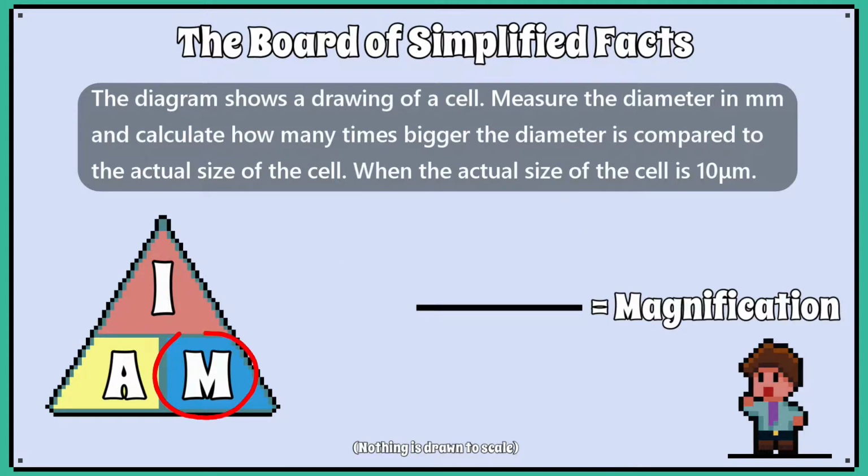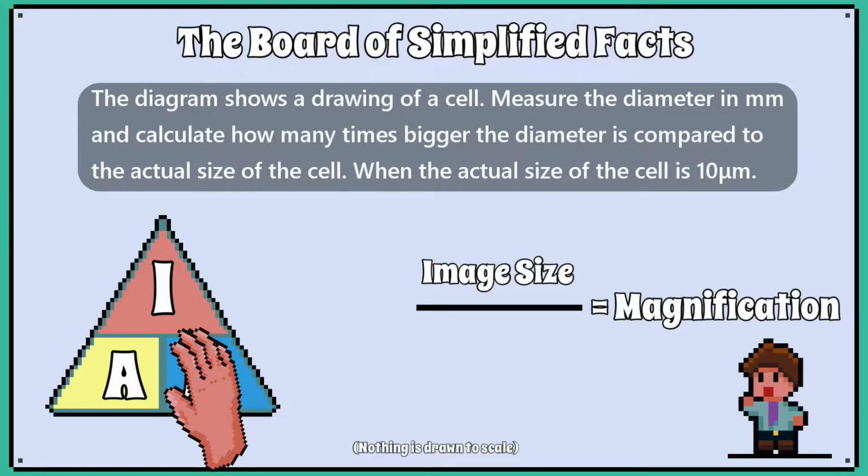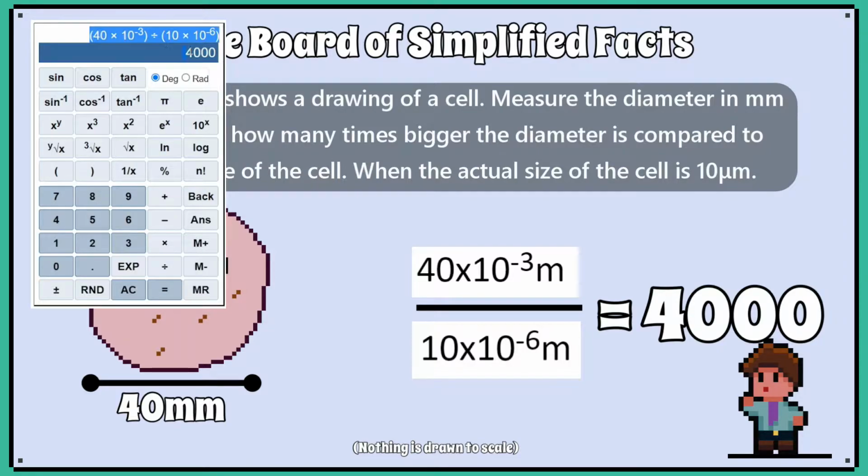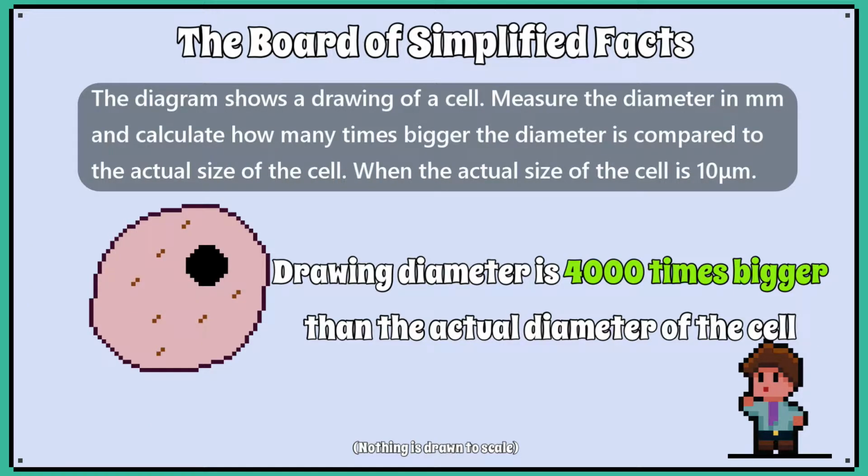So we want to find out M. So we cover the M, and we have I on the numerator, on the top, and A as the denominator at the bottom. So image size divided by actual size. So 40 times 10 to the negative 3 meters divided by 10 times 10 to the negative 6 meters, which equals 4,000. So the image is 4,000 times bigger than the actual size of the cell.